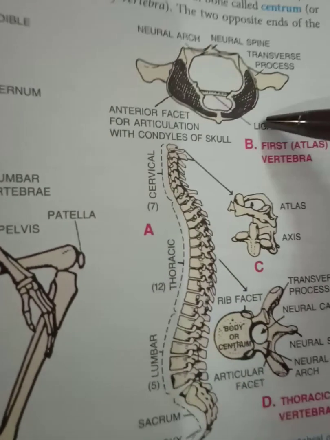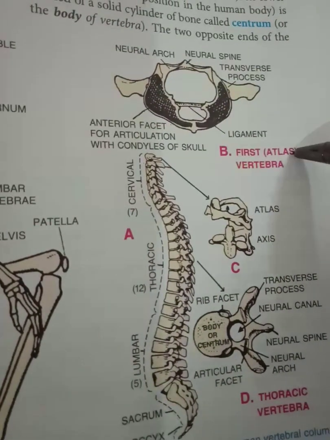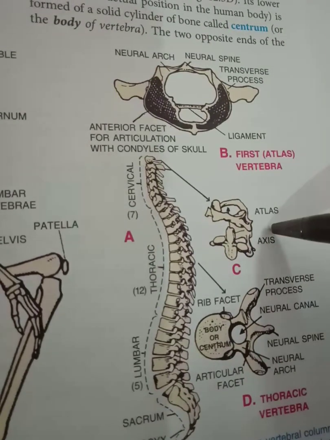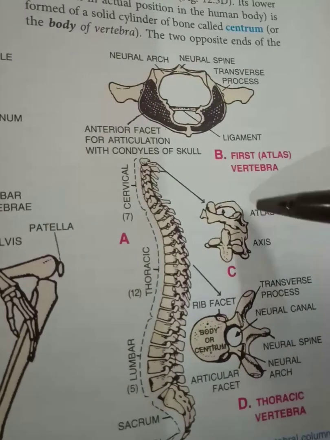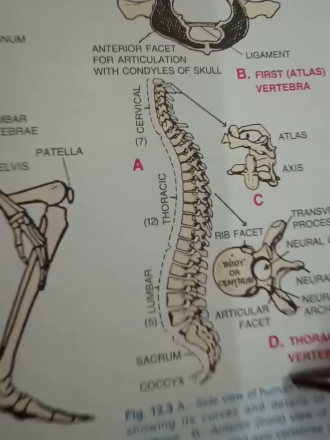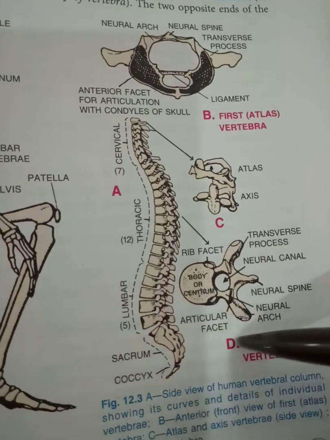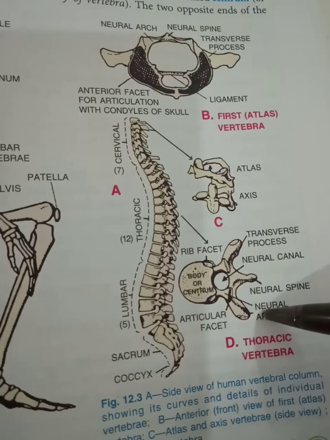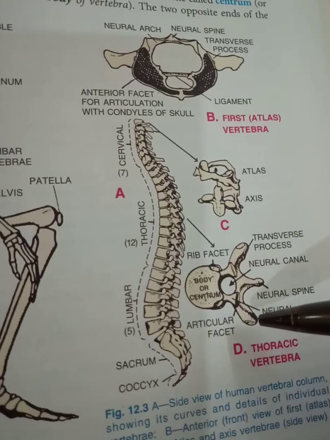Before that, I would like to tell you that you have to practice this diagram. This is the diagram of the first vertebra, that is called atlas. Then the second vertebra is called axis. They have shown here both the vertebrae together, atlas as well as axis. And then they have given the diagram of the thoracic vertebra. And let me tell you that these are asked to be drawn in the exam, and they sometimes come for 5 marks. So remember their labelings, and you have to practice.